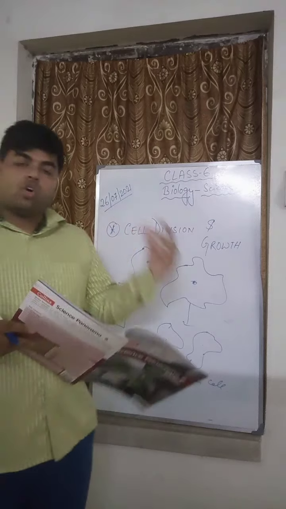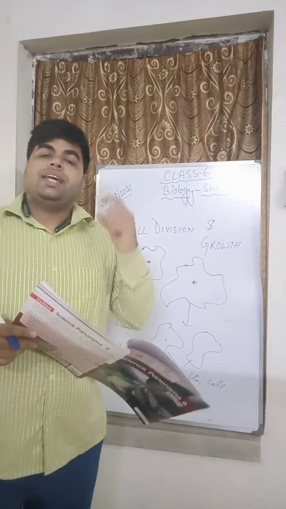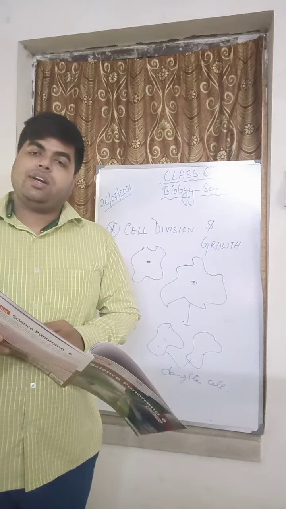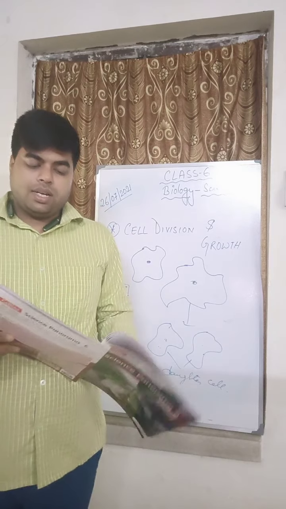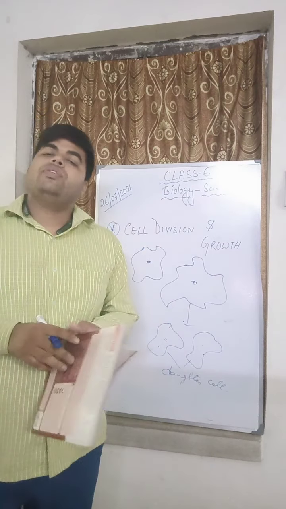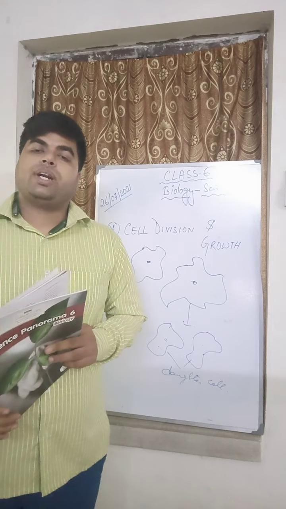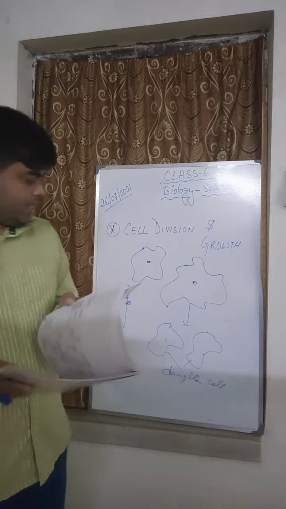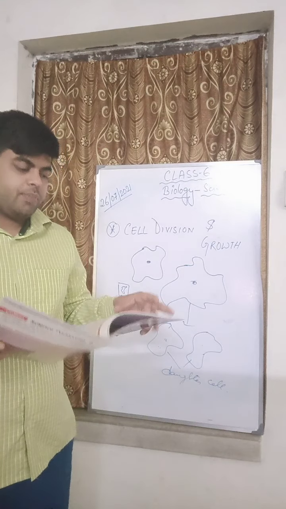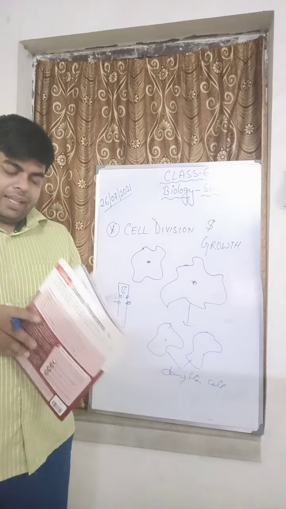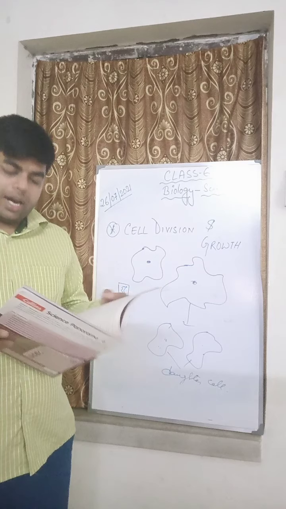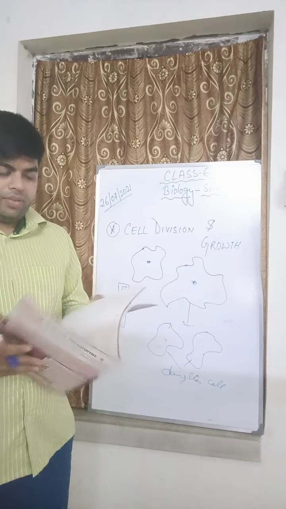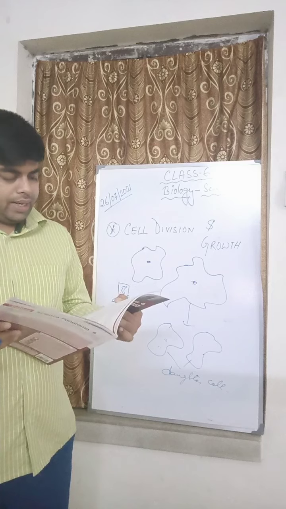Number one is the growth of our body, then the replacement of dead or damaged cells, and the production of our reproductive cells. I hope children you have all understood. I have already completed this explanation. Please go through the chapter once and try to find the short answers, so that in the live online classes we can discuss the answers.